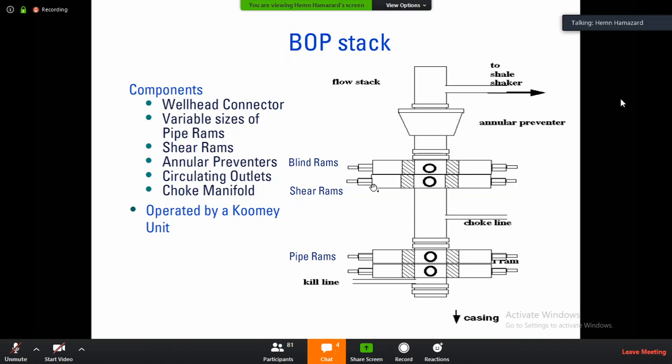And all this equipment is hydraulically operated. You need to apply hydraulic pressure, and that's done by what they call the CUMI unit. The CUMI unit is a big unit with stores of hydraulics, and you can close all these because it needs a lot of pressure and force to close all this massive equipment.